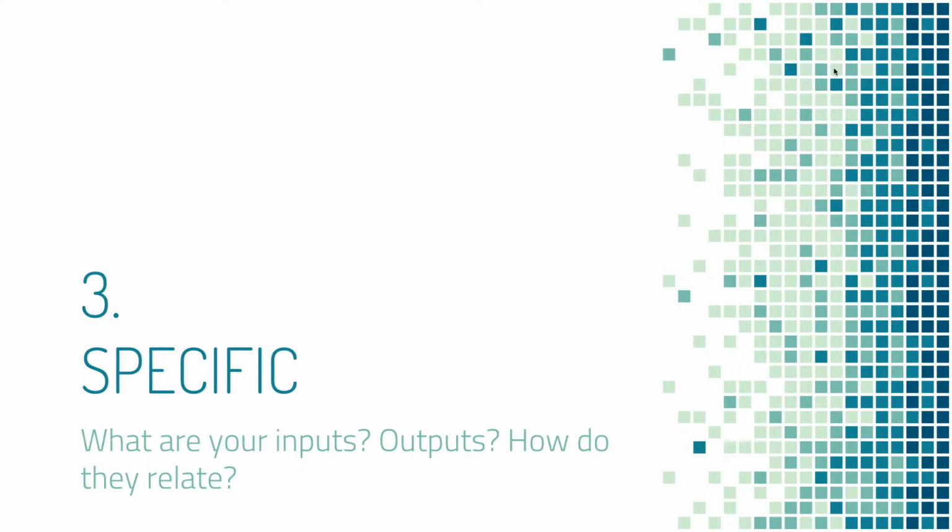Third, it's going to be specific. You need to be able to know what ingredients you need and what will come out of the algorithm. So if you have no idea what you need to put into the algorithm to run or what the output of the algorithm is, that's not going to be very useful. And you also need to be a little bit specific about the steps in between. How do we take these ingredients and change them into the final output?